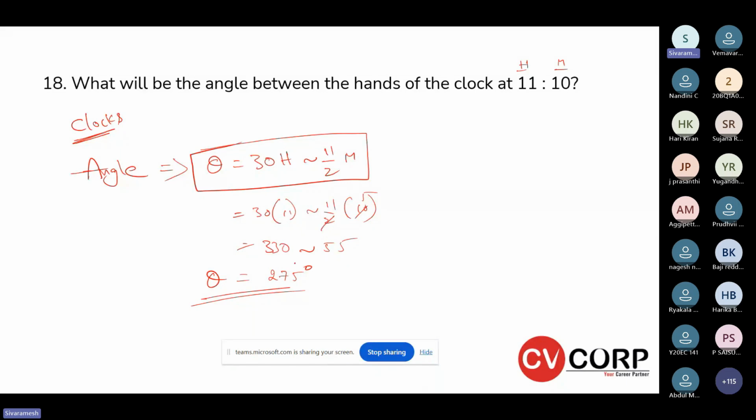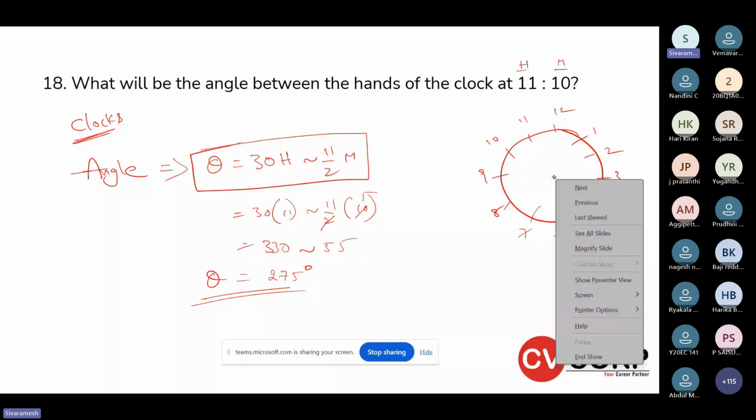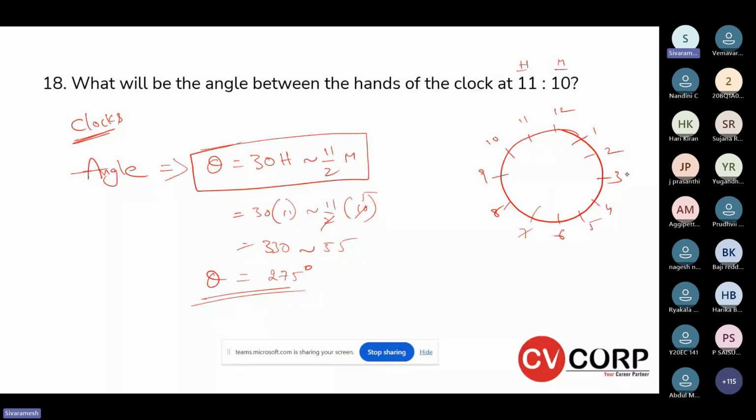But if you observe, can you understand the values from the clock? Let's say 12, 3, 6, 9, 1, 2, 4, 5, 7, 8, 10, 11. When the time is 11:10, how will the minutes and hours hands look on the clock? Let's say this is the hours hand and this is the minutes hand, right?